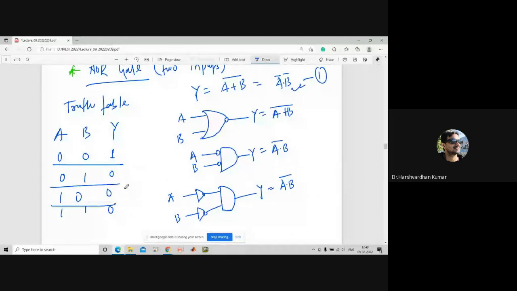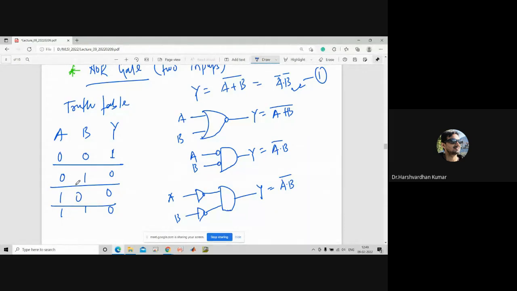For 0, 0, you are getting 1. What does it mean? It means that the upper part, the pull-up sub-circuit, will be made up of PMOS, but connected in series. For series, we know both the switches must be closed so that you can get the output. Is that true or not?